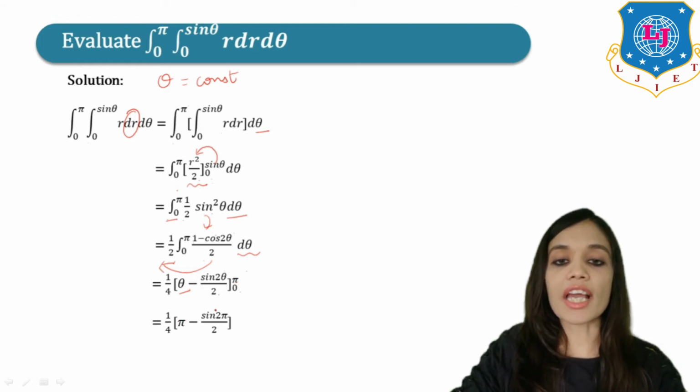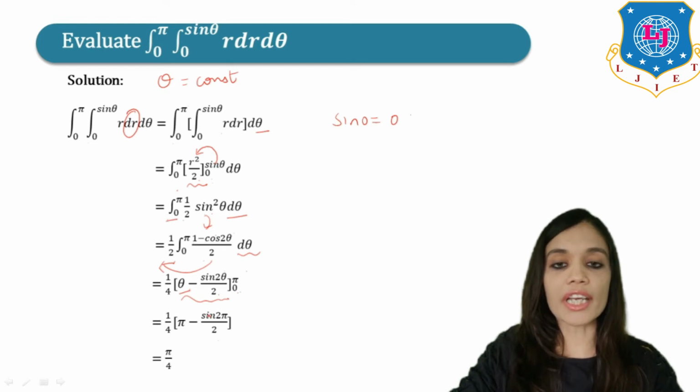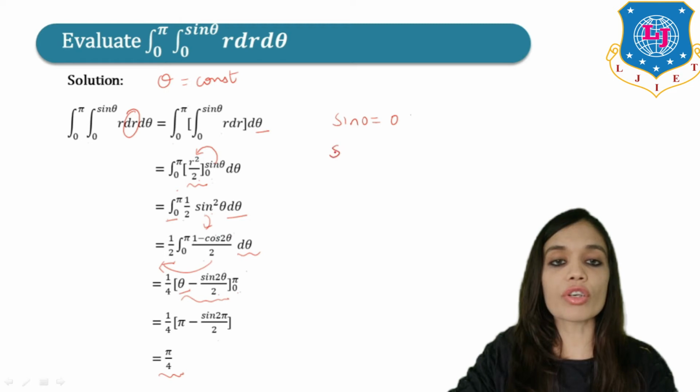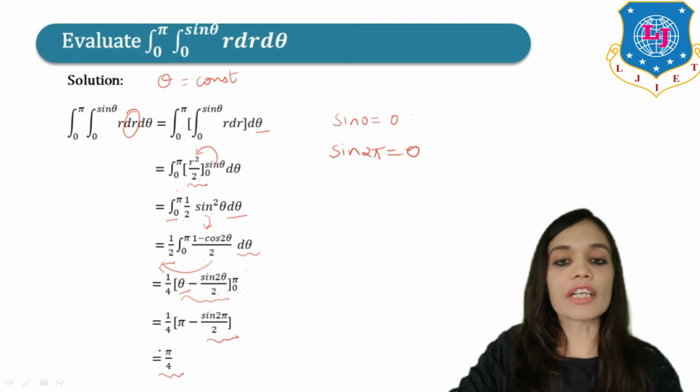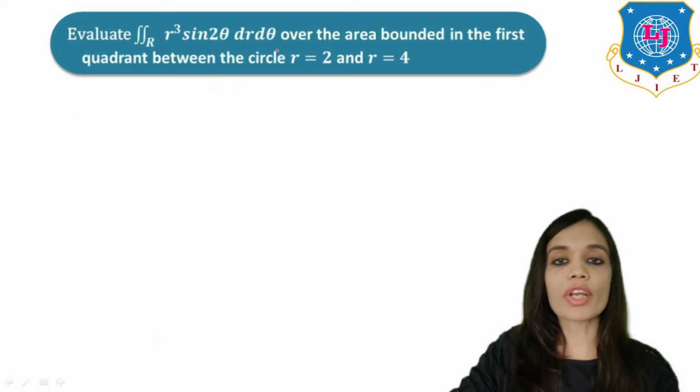Pi minus sine 2 pi upon 2. If you put 0, then the whole term will go to 0, because we know the value of sine 0 is 0, right? Now on further simplification you will get your answer as what? Pi by 4, because we also know that the value of sine 2 pi is also 0, right? So this term will go to 0 and your final answer will be pi upon 4. Okay, now let us solve one more example.